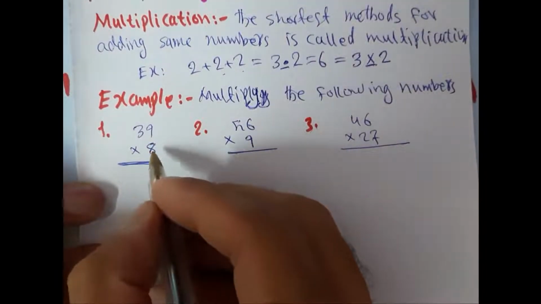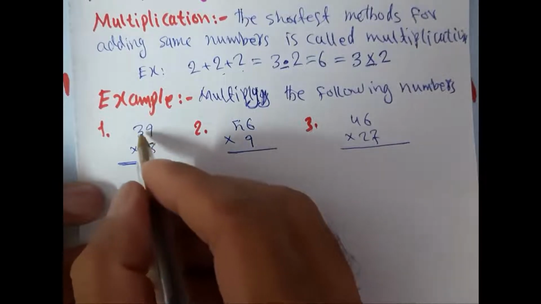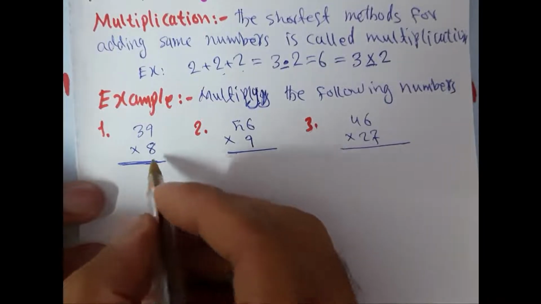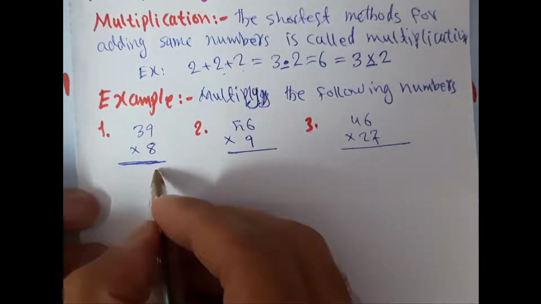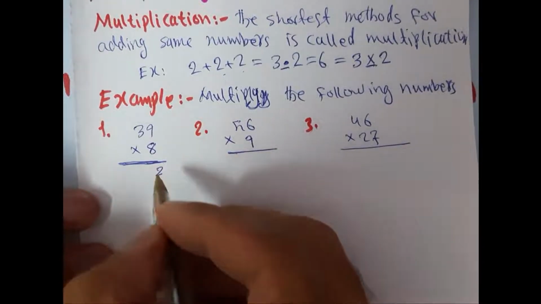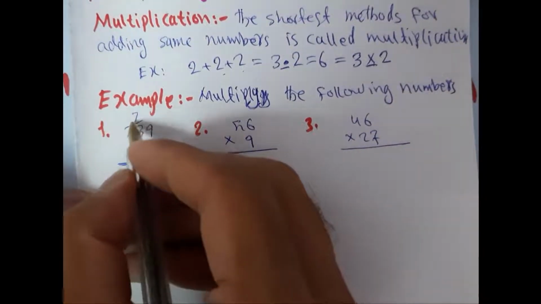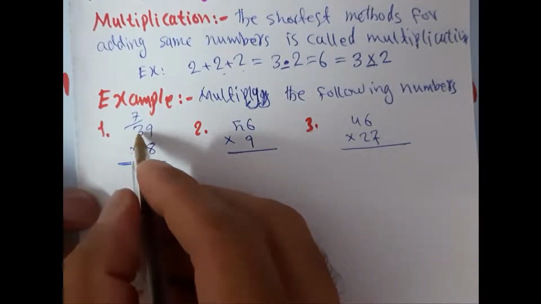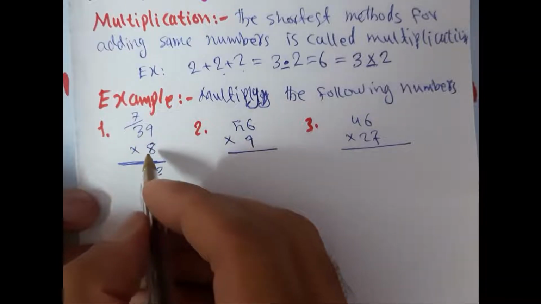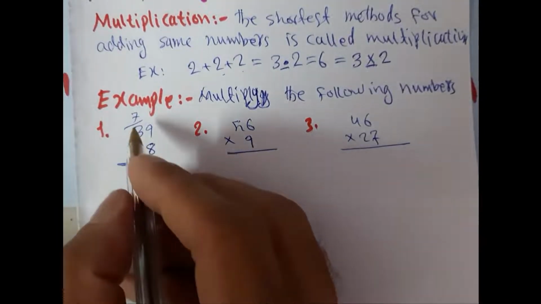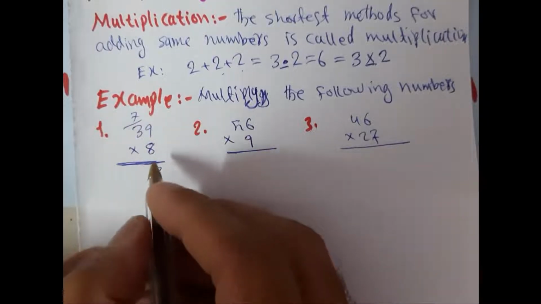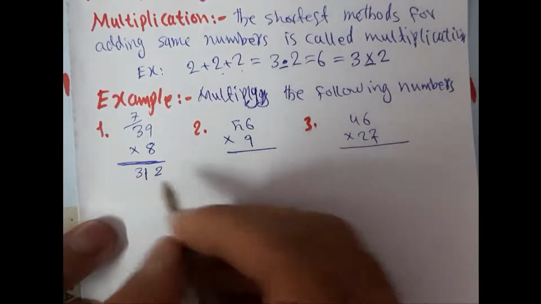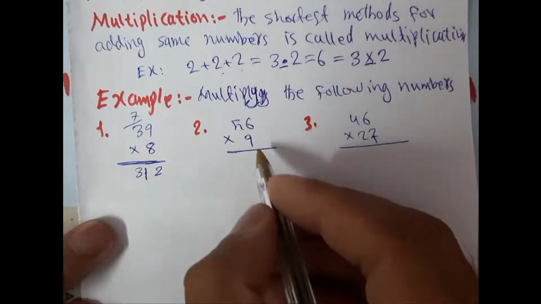Here first we multiply 8 by 9, then 8 by 3. 8 times 9, 72. We write 2 and carry over the 7. Now we want to multiply 8 by 3. 8 times 3 is 24. 24 plus 7 is 31. So 312 is the product of these two numbers.